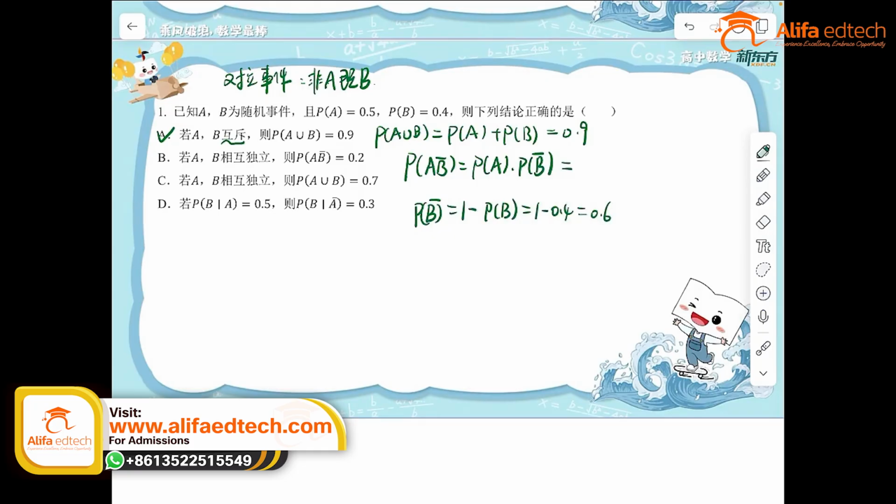So, according to this probability formula, we should have 0.5 multiplied by 0.6 equals 0.3, which is not equal to our 0.2. Therefore, statement B is incorrect.